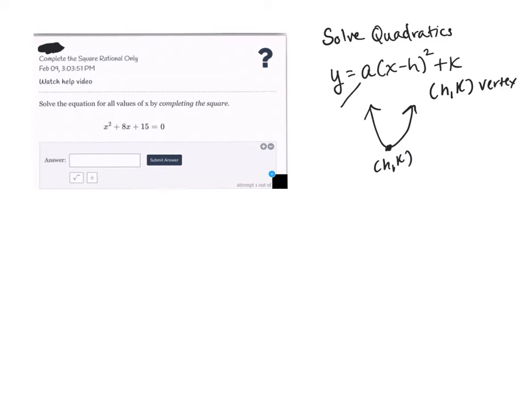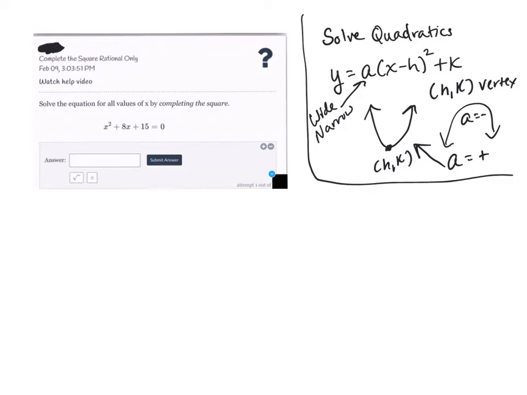And we can also know what the a value is, which tells you how wide or narrow the parabola is. It also tells you if it's flipped. Okay, so when a is positive, it's going to look like this. When a is negative, it's going to point down. So that's some information on why we're doing this.